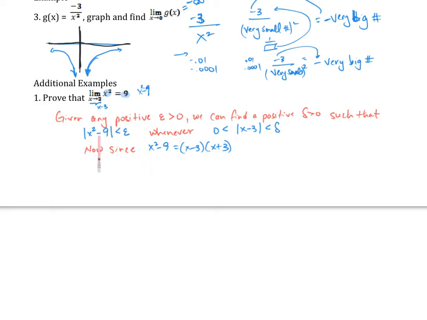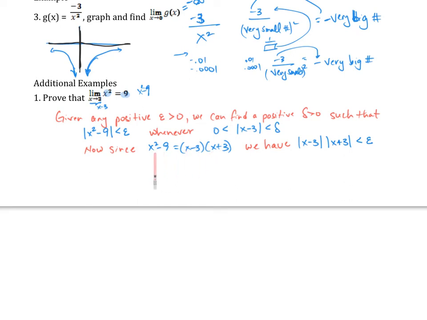So what I can do is factor it. Now I have partly something matching. I have the x minus 3's that match. So we can say we have, right here, and I'm going to rewrite this, the absolute value of x minus 3 times the absolute value of x plus 3, and that's going to be less than my epsilon. Okay? So I had to get this and this to somehow match partly, and I did. I took my x squared minus 9 and I factored it.